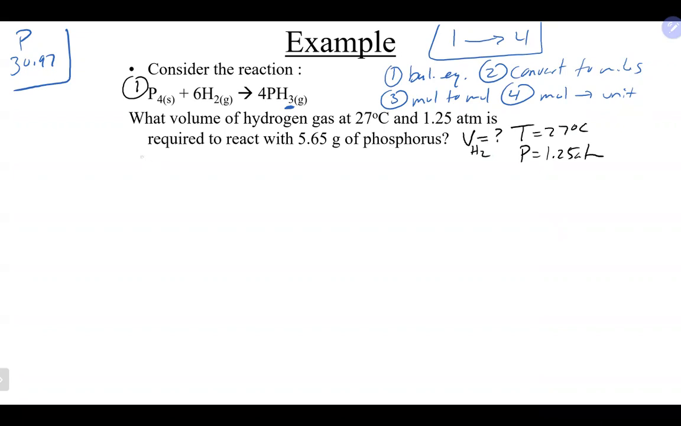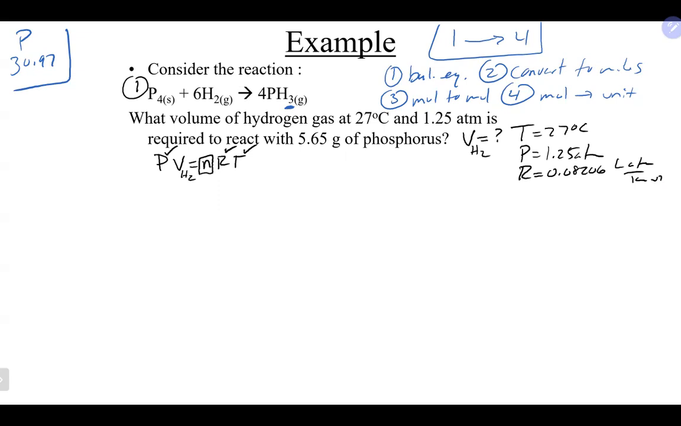So a reminder that we will probably need to use the ideal gas law somewhere around here. If we think about it, to solve for the volume of hydrogen gas, we do have the pressure given to us, we do have the temperature, and we always have R available, though it is not always given to us. So what's preventing us from solving the ideal gas law here is the moles of hydrogen gas.